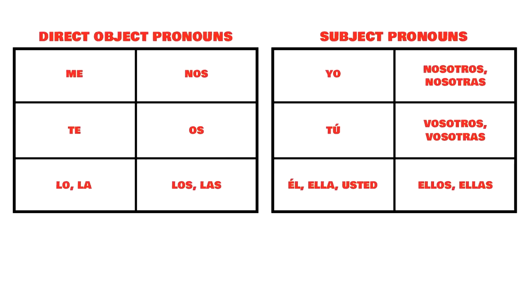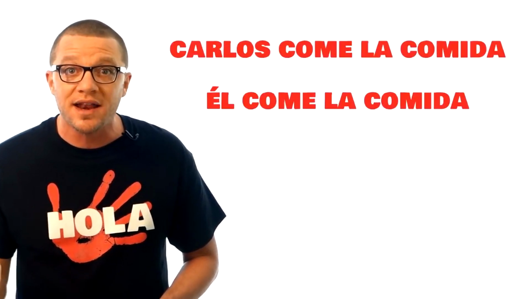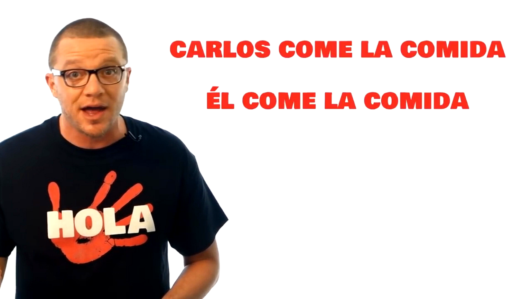Part of the confusion for we gringos is second person singular. In English, on both charts, it's you, but in Spanish, they're different. For subjects, you say tú, and for direct objects, you say te. As if that wasn't enough, the main thing that confused me with direct object pronouns is the order in which you have to say them. Subject pronouns are easy. Same words in the same order. Carlos come la comida. Él come la comida. But direct object pronouns don't work like that.